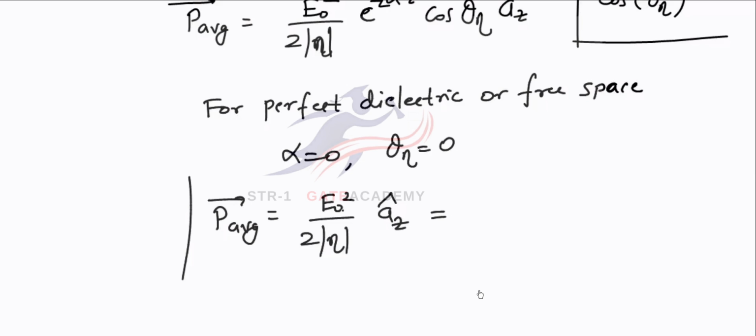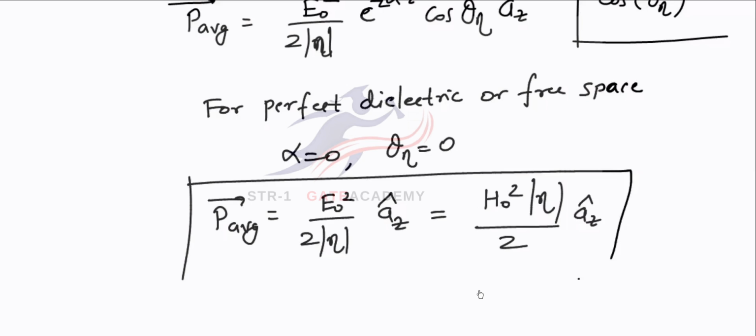Or you can write it in terms of H naught also. In that case it becomes H naught square times mod of eta, divided by 2, into az vector, because we know that E naught is equal to H naught into eta. These two are very important formulas, and if you look at previous years' GATE question papers, you will surely observe a question on this. There are many questions actually on this.